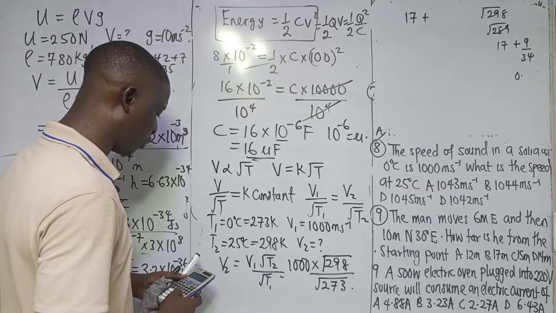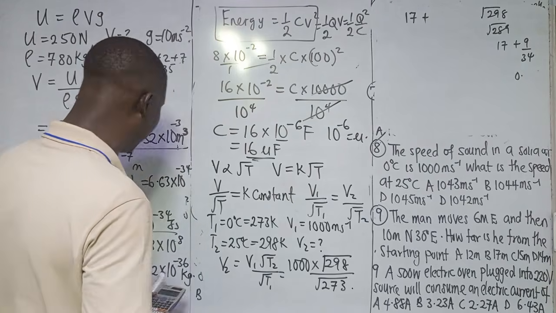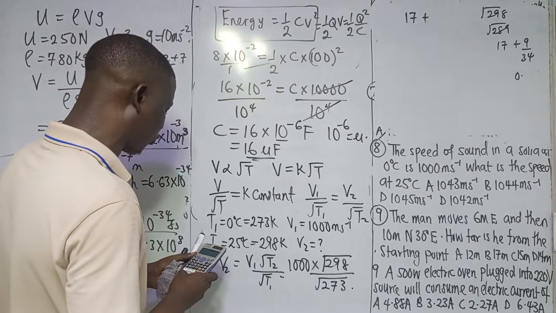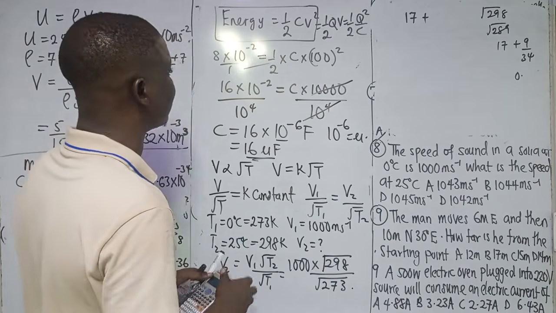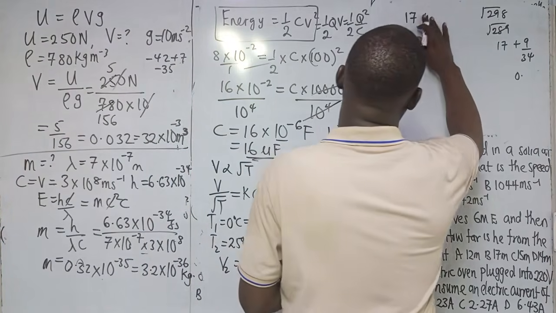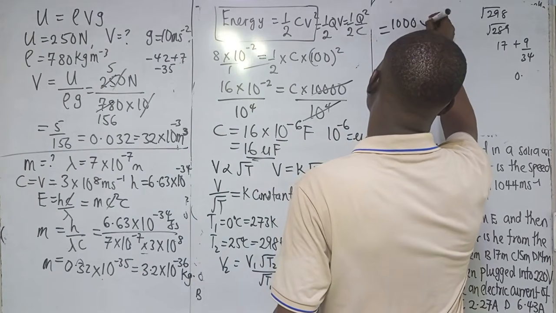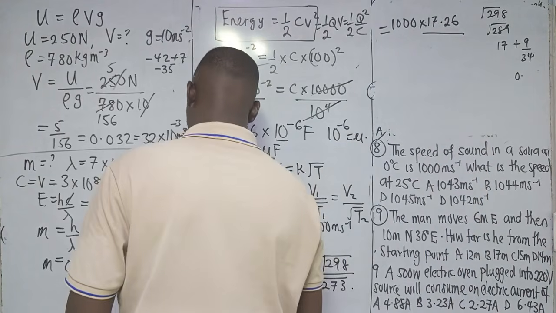Add it together with 17. When you get that, what I would have is 17.264. If you find the square root of 298 directly, naturally you have the same thing, 17.26. So that means I'm on the right track. So 1000 times 17.26. If you want to use a calculator, that's what I'm saying.